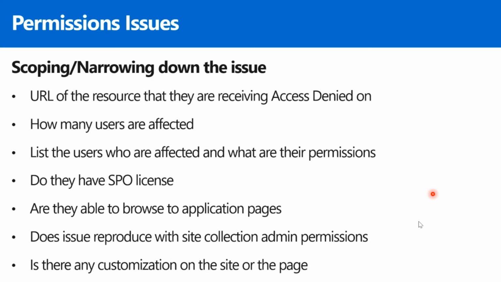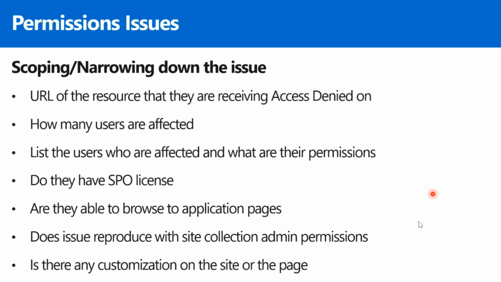Then the other thing that we do, you might have seen Microsoft support checking, is whether the user is able to access any application pages or not. Now, what are these application pages? The site settings page, list settings, library settings, any page which cannot be modified even by the admins. They were created for application management purposes only; those are application pages. So check whether the user is able to access at least a site contents page or not.